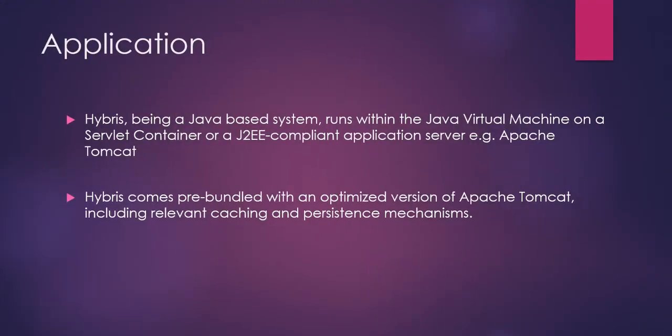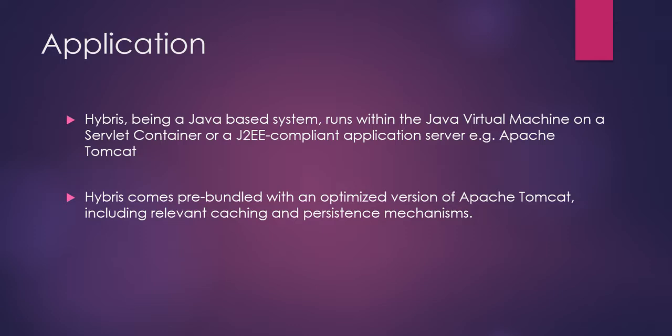Hybris, being a Java-based system, runs with the Java virtual machine on a serverless container or a J2EE compliant application server, for example Apache Tomcat. Hybris comes pre-bundled with an optimized version of Apache Tomcat, including relevant caching and persistence mechanisms. This is the best, let's say, recommended way to run Hybris. However, Hybris can also be put on your own servers. It's recommended to proceed with caution, as the optimized version included with Hybris is most certainly the best one to use.